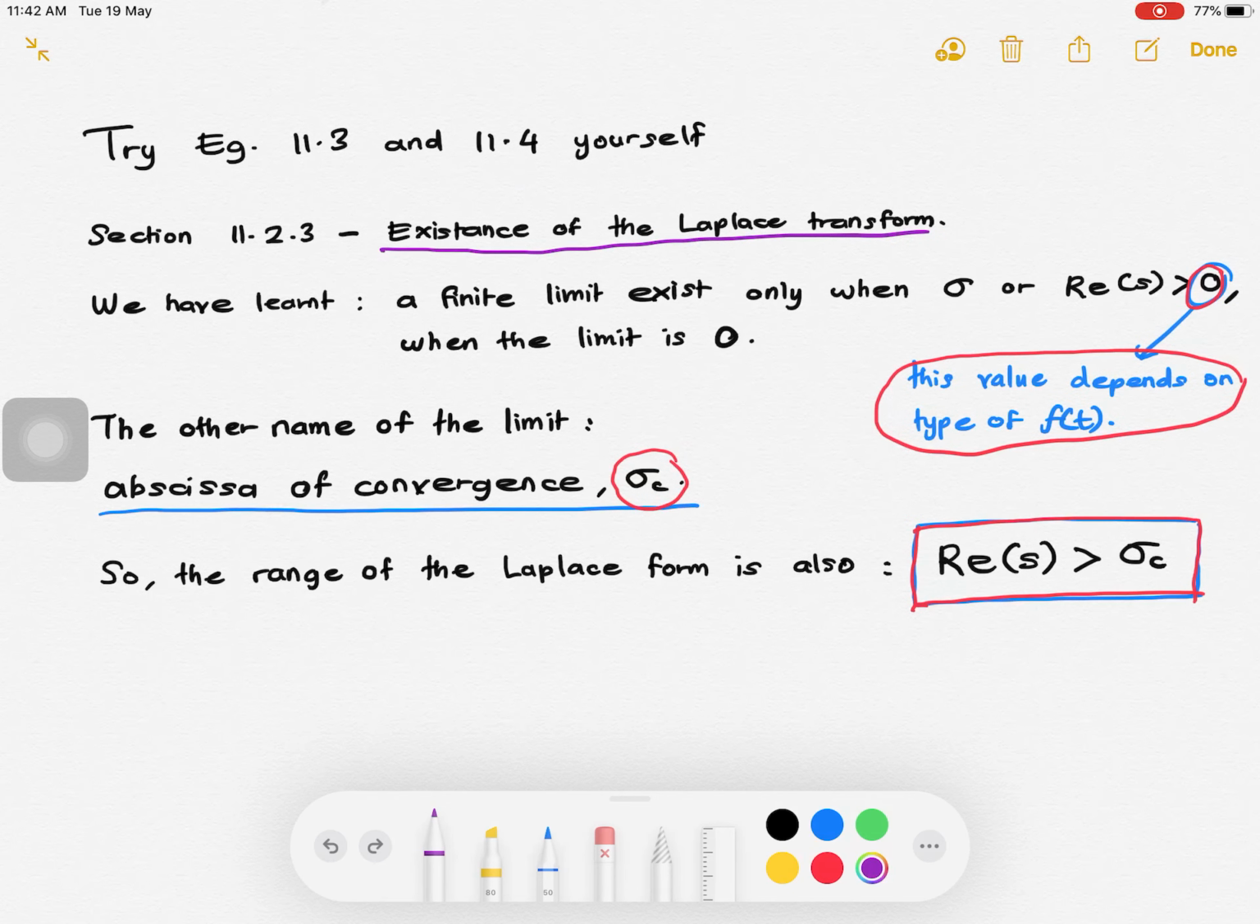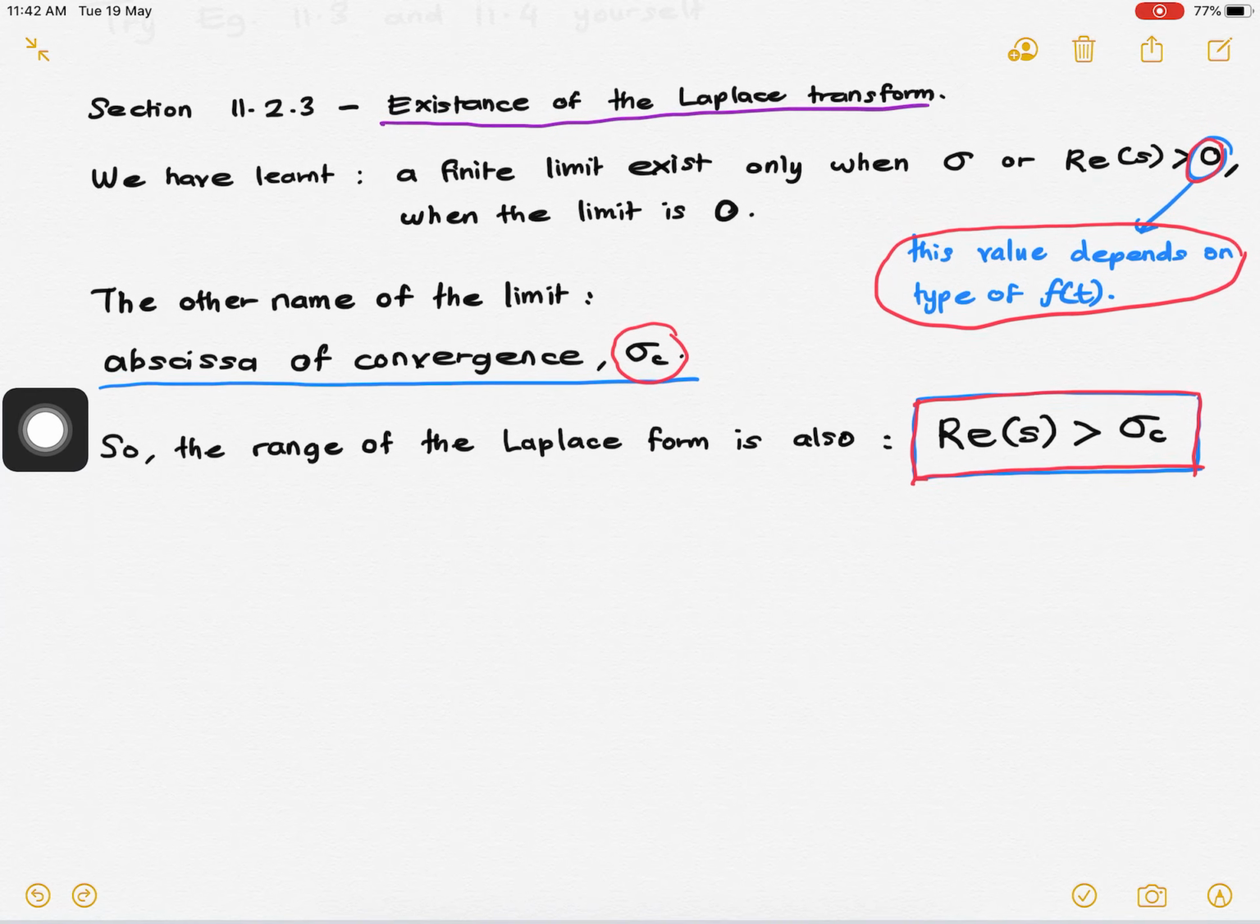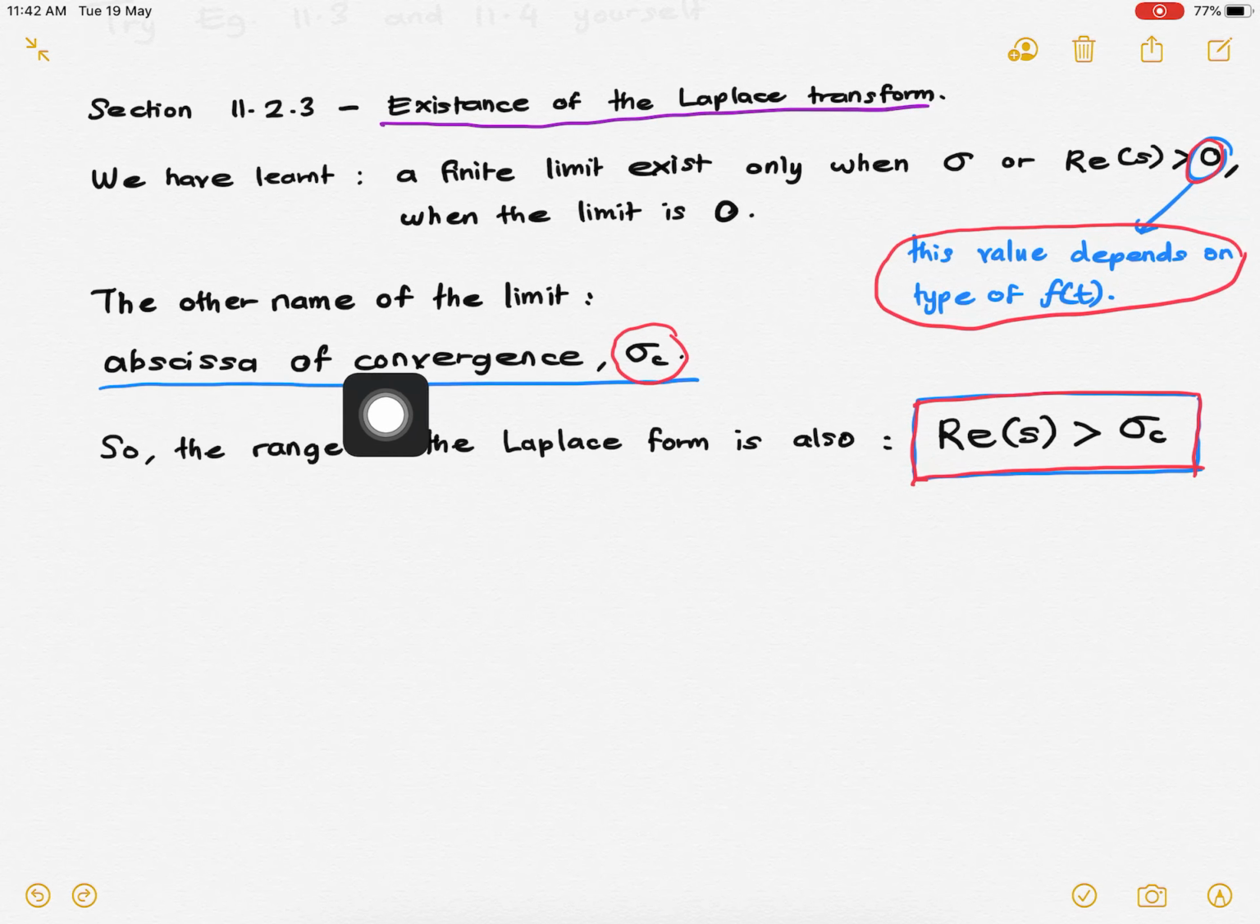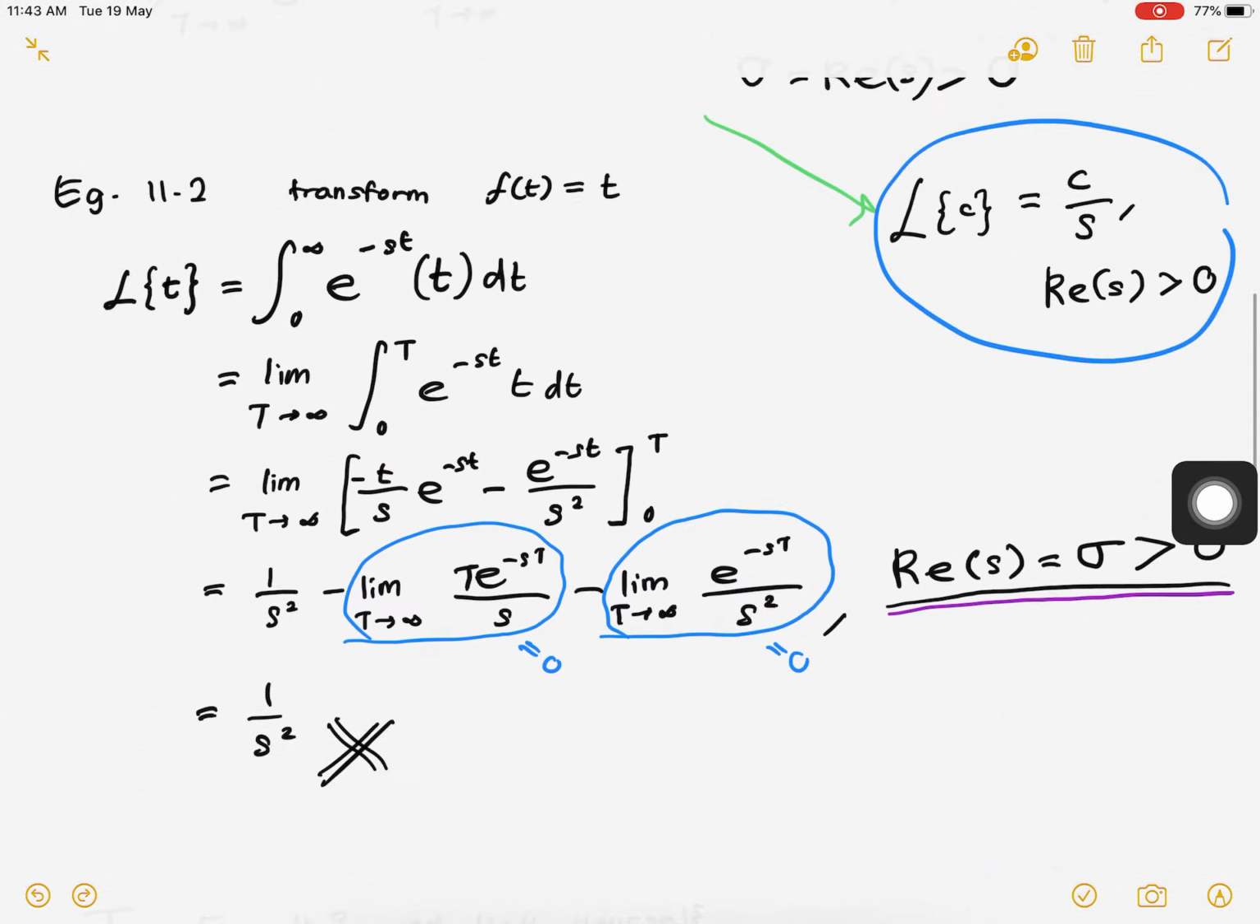So what is this epsilon actually? We call it the abscissa of convergence, epsilon c. So this value can be changed according to the type of function. So the range of the Laplace transform is also this equation. So this can be any value, right?